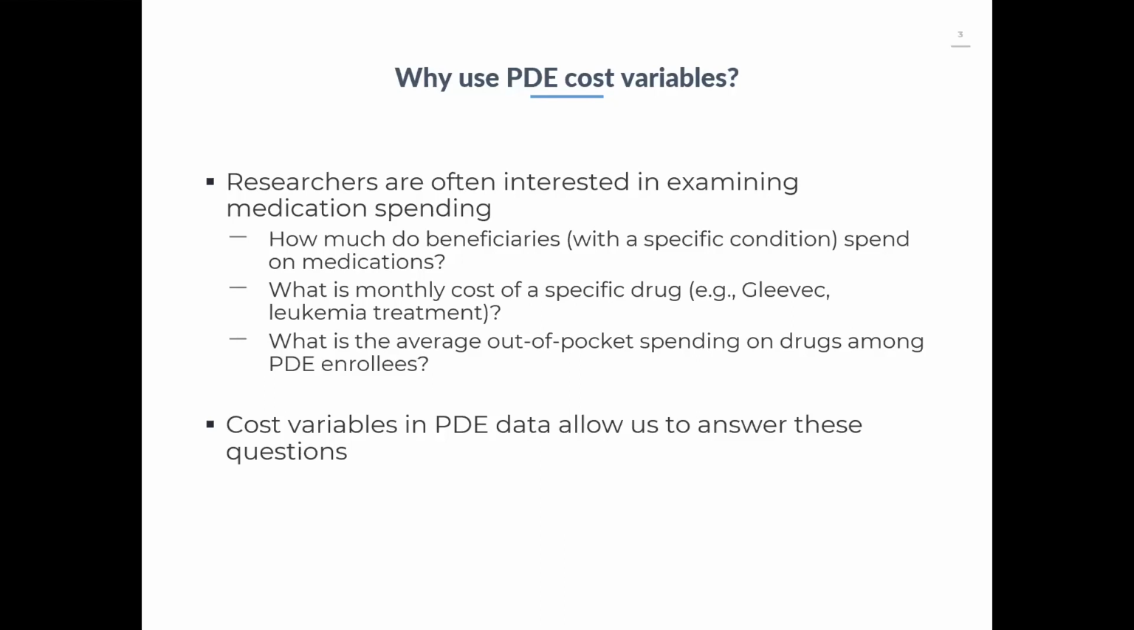Questions such as how much do beneficiaries with a specific condition spend on medications? What is the monthly cost of a specific drug? What is the average out-of-pocket spending on drugs among PDE enrollees? We want to get the perspective of the burden on members. So cost variables in the PDE data will allow us to answer these questions.